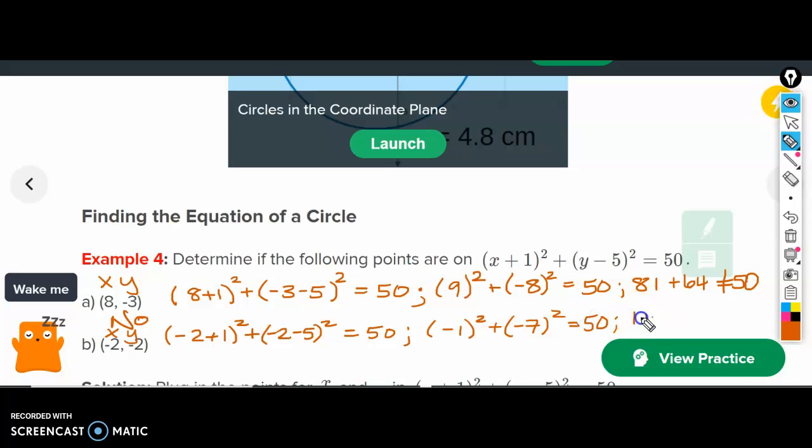And I get 1 plus 49. See if that equals 50. 50 does equal 50. So that checks out. Yes, this point is on that circle. So to determine whether or not the points are on a particular circle, you're just going to substitute those in.